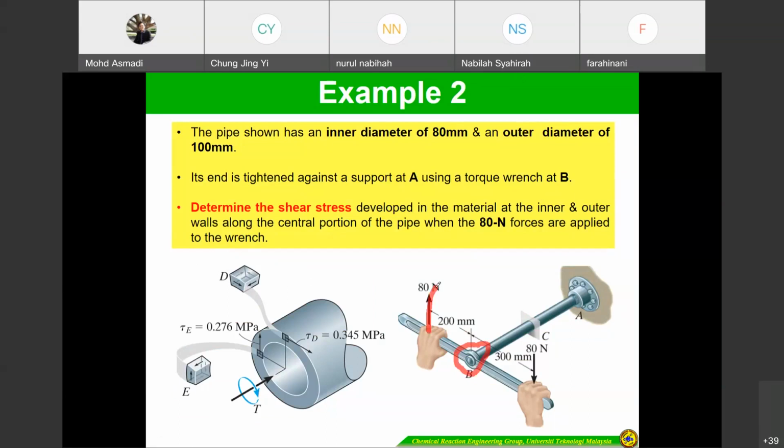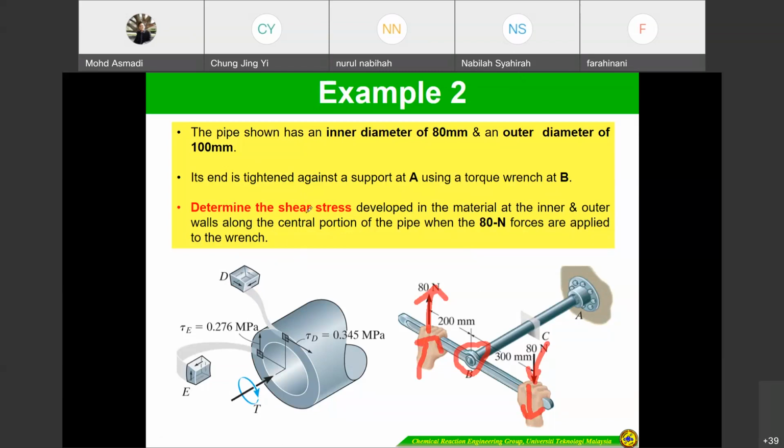Actually, this one we call a moment couple. This one you push, this one you pull. This is what we call a moment couple, so it can generate a moment.